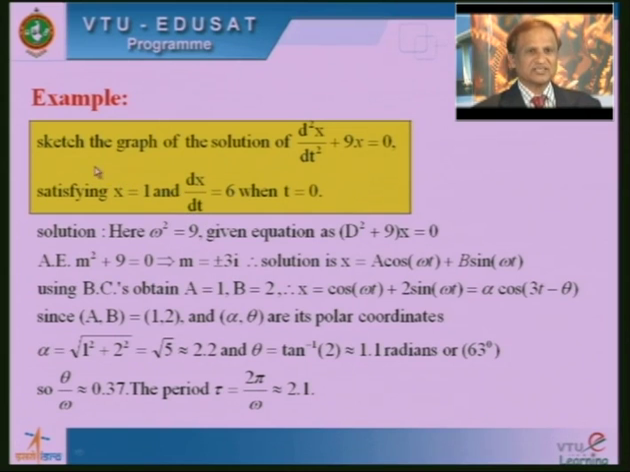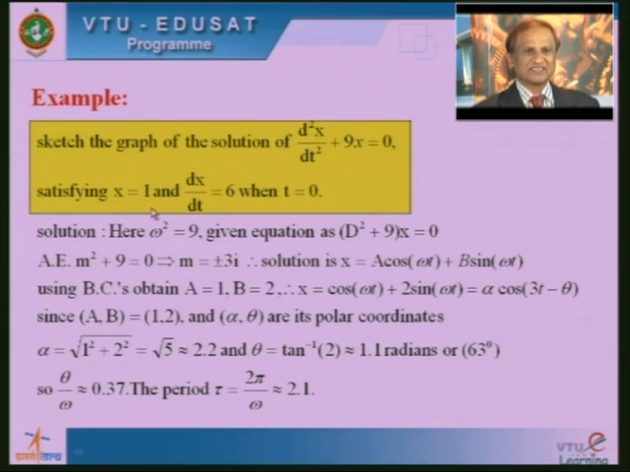So, I am planning to consider one more similar type of equation. Instead of asking to solve an equation, sometimes they may ask to sketch the graph of the solution of d square x upon dt square plus 9x is equal to 0. Now, what I solved in the last session is a general example. Instead of omega square, suppose you replace it with some constant, say 9. So, how can the solution of this type of differential equation be obtained?